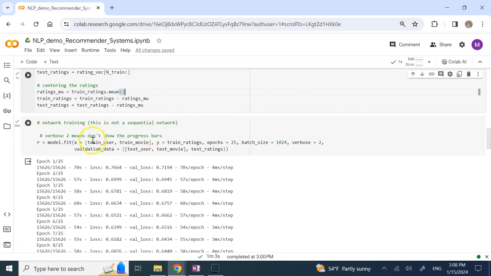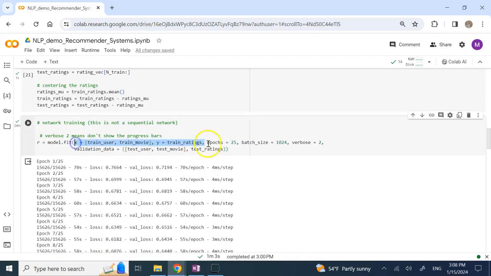Now I combine the train user IDs and the train movie IDs into the input. The output is the train ratings. So these are my training data and training targets. 25 epochs. Feel free to change that. I'll show you 25 in this case is good. You can go with the batch size here. I use 10,000. You don't want to go one by one here, okay?